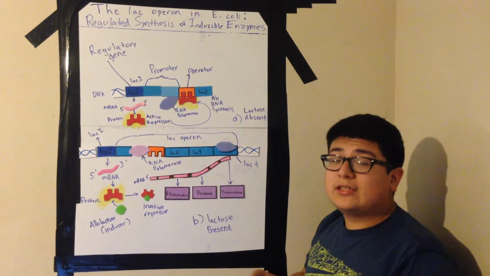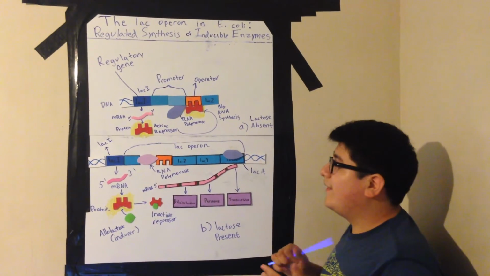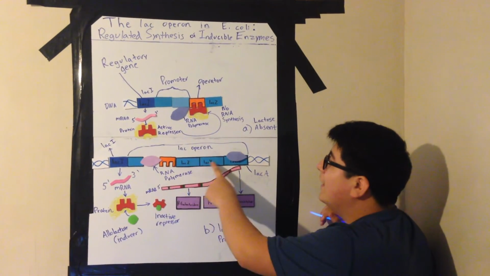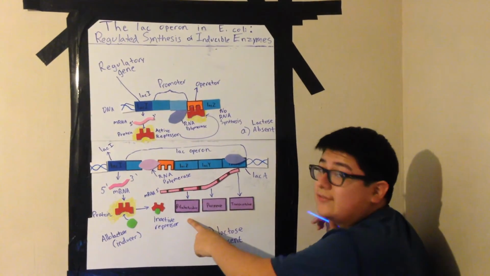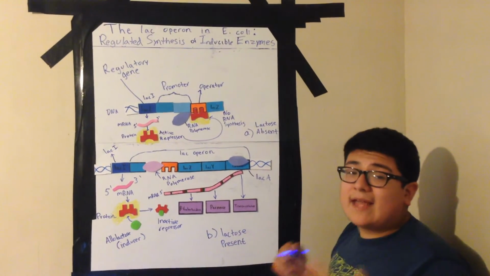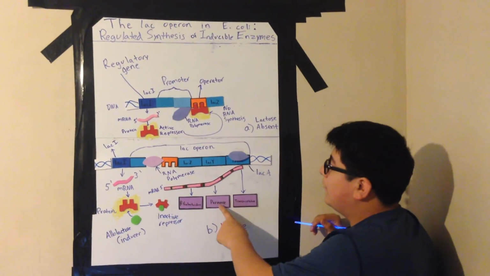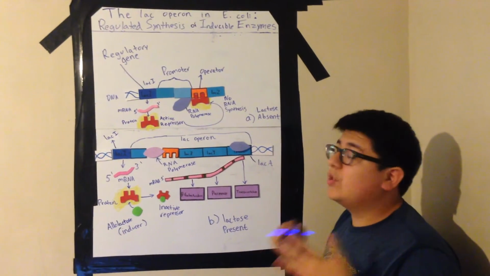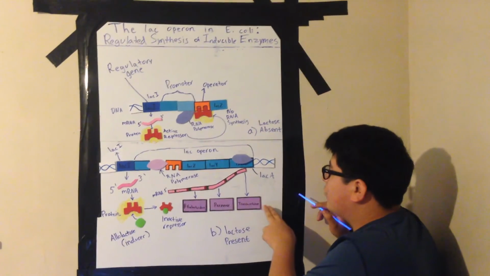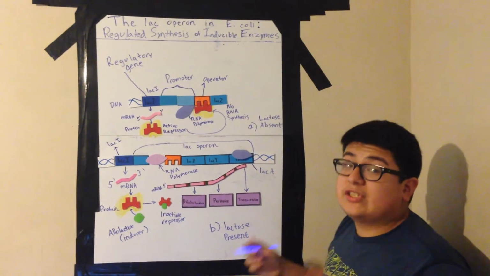E. coli has three enzymes which take up and metabolize lactose, and these enzymes are called LacZ, LacY, and LacA. LacZ codes for beta-galactosidase, which hydrolyzes lactose into galactose and glucose. LacY codes for permease, which is a membrane protein that transports lactose into the cell. And LacA codes for transacetylase, whose function is still not clear.